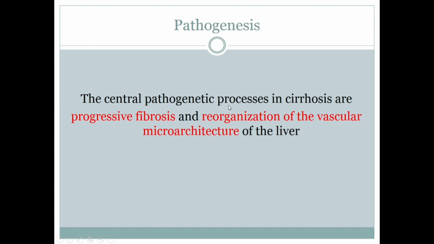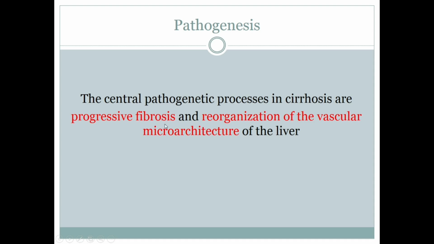So the central pathogenetic processes in cirrhosis are progressive fibrosis and reorganization of the vascular microarchitecture of the liver. Remember these words which I have marked in red. These are words which you should use. I don't like mugging up things, but the fact remains that you have to at least try to remember some of the words which make scientific sense.